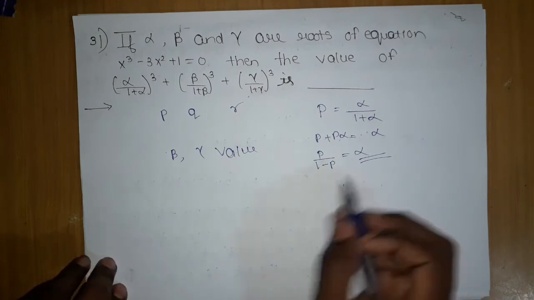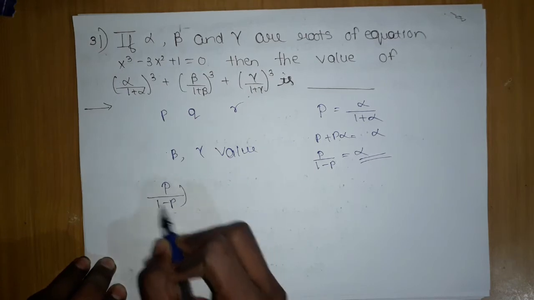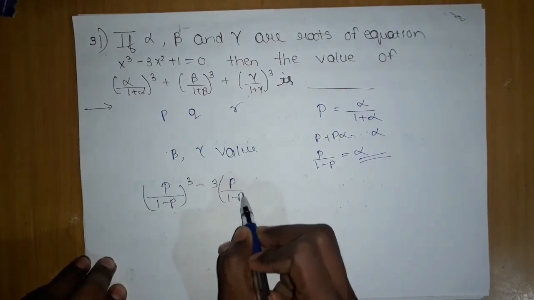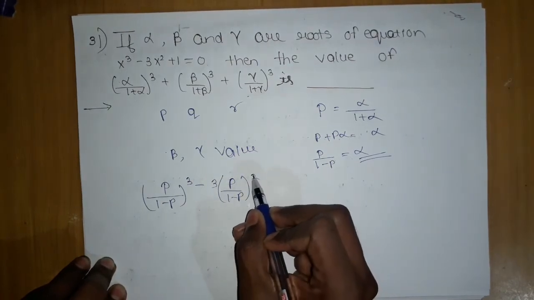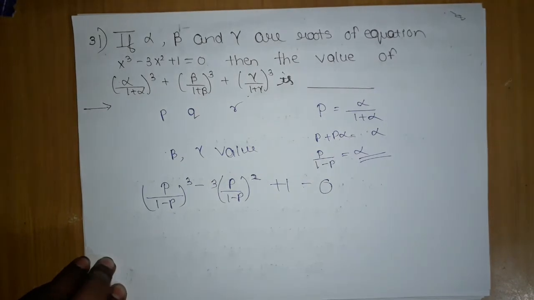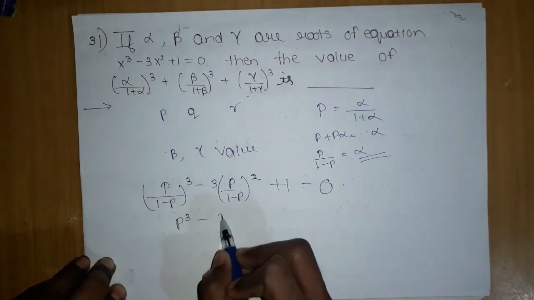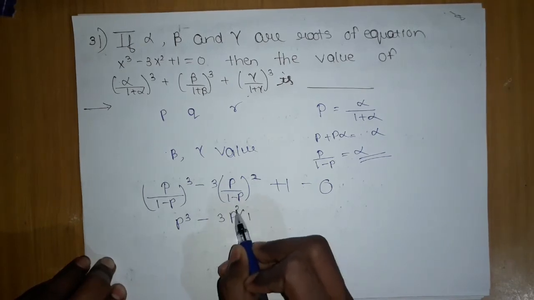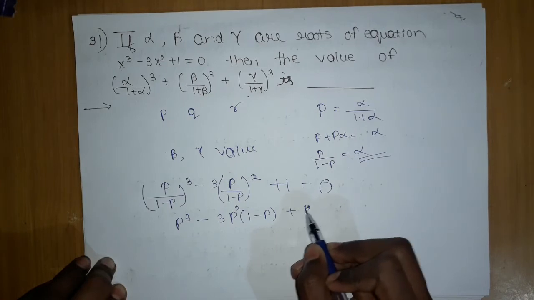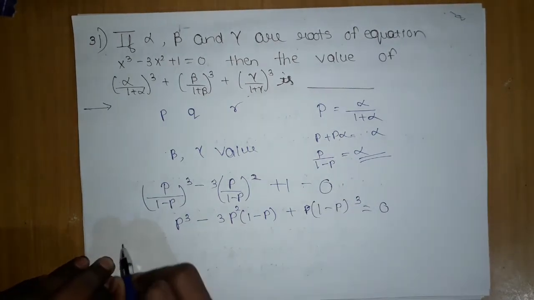So we got this. Now let's put this value: (p upon 1 minus p) the whole cube minus 3 into (p upon 1 minus p) the whole square plus 1 should be equal to 0. Now if I multiply by (1 minus p) cube on both sides, we get p cube minus 3p square into (1 minus p) plus (1 minus p) the whole cube equal to 0.